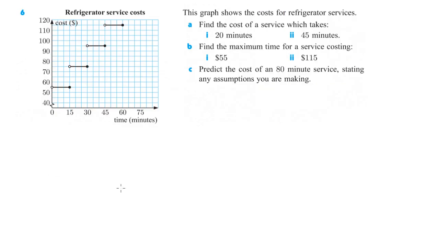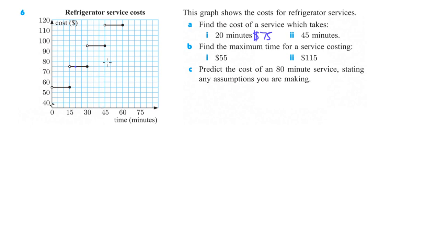Okay. Number 6 we've got here. The graph shows the cost for refrigerator services. Find the cost of a service which takes 20 minutes. This is what we call a step graph, because it basically looks like steps. And it's basically like a flat rate up to a certain point here. So find the cost of service which takes 20 minutes. So here's 15. There's 30. What are each of these, 5 minutes? So there's 20. If we go straight up on that, that's going to cost $75.